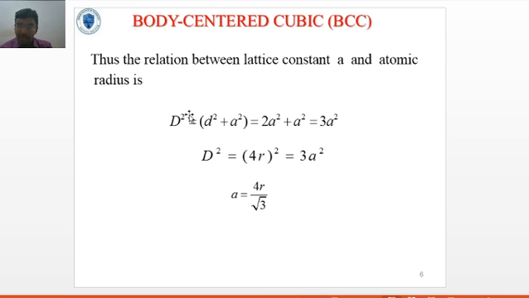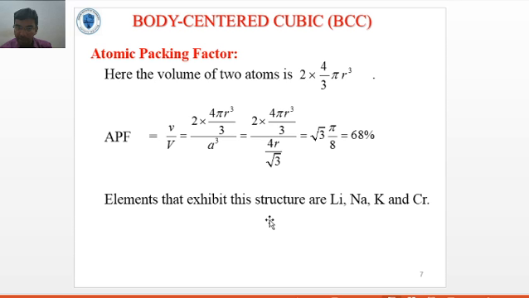So what is the radius now? 4r the whole squared is equivalent to 3a squared. So a can be equated with 4r divided by root 3.